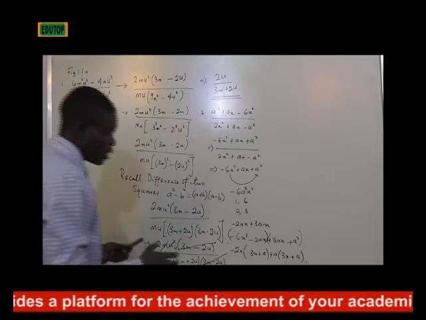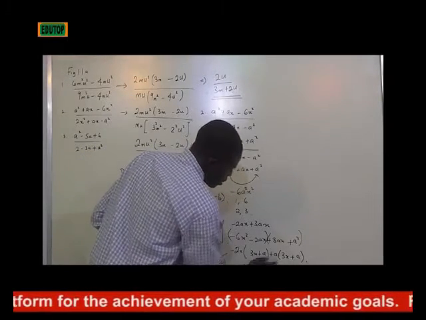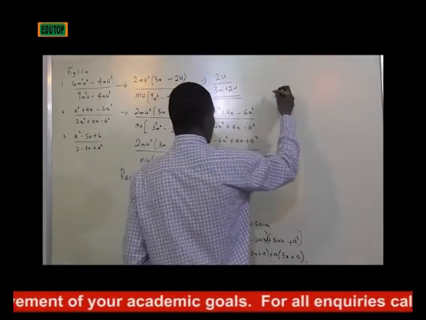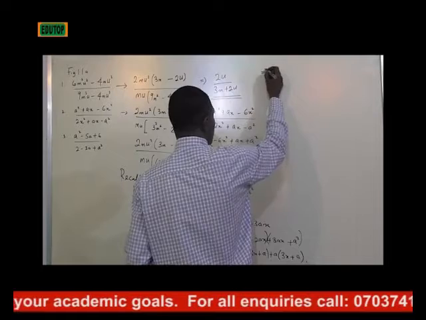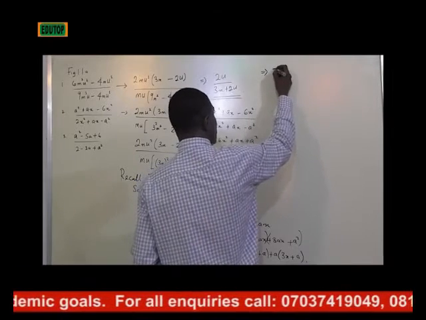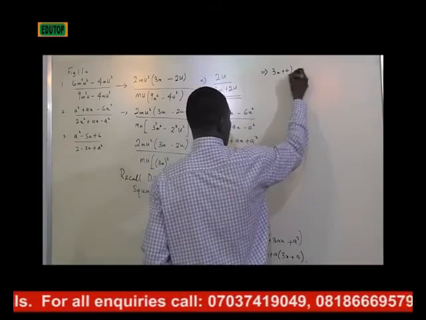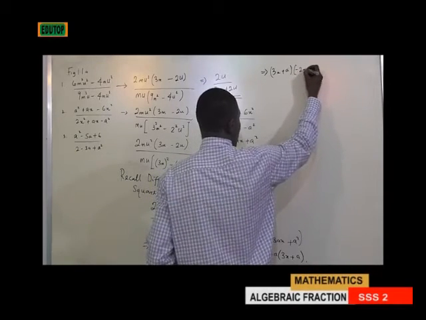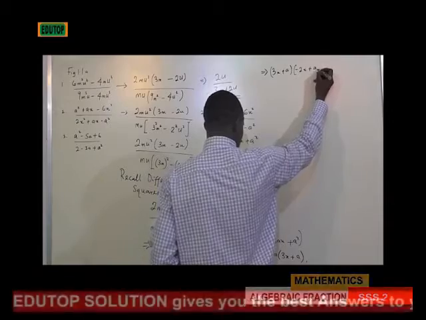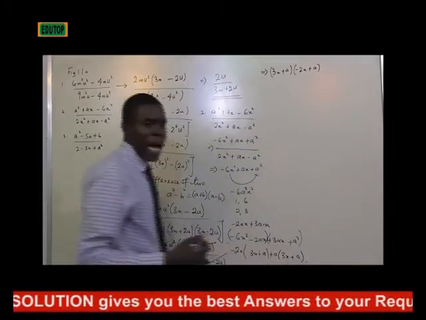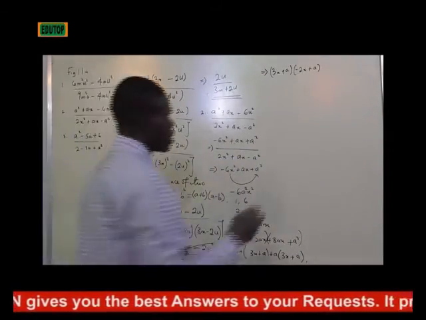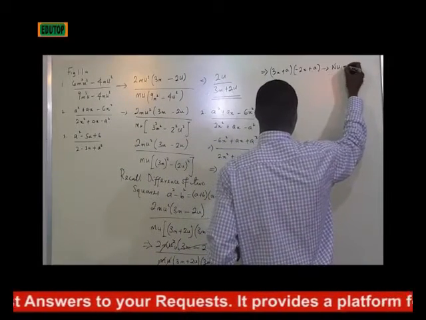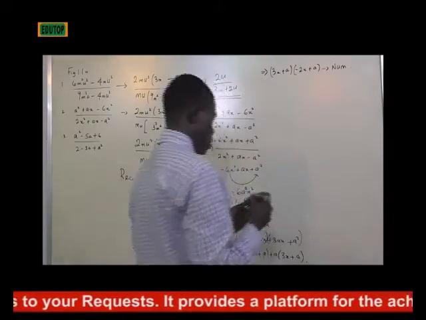So if you look at this very well, you discover that this and this are the same. So I can decide to factorize that out, and if I do that, I will have 3x plus a, then minus 2x plus a. So this is what I will have, and this is all for what? The numerator. This is just the numerator. Let me denote it with num.